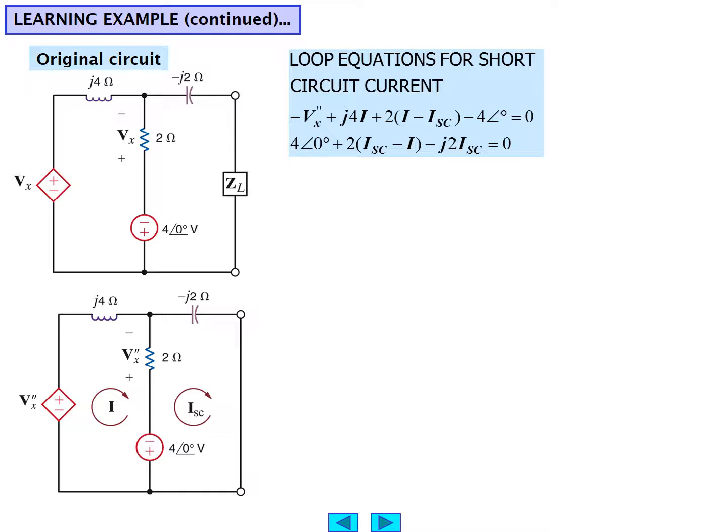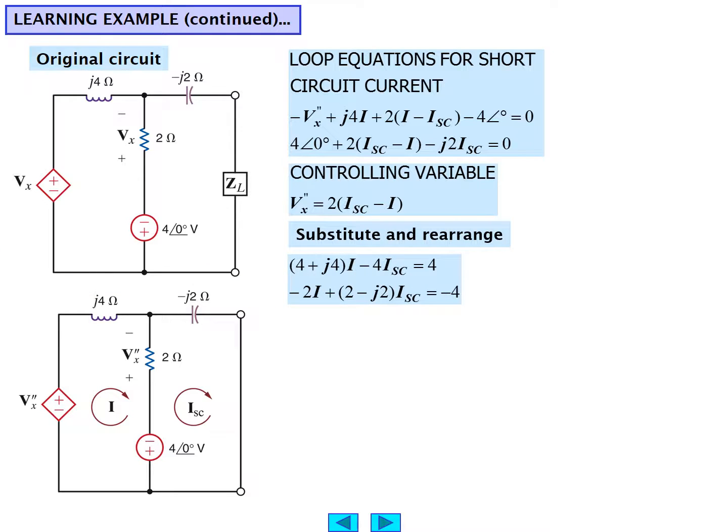Straightening out that equation and solving, we find that there's a controlling variable, namely the voltage that appears across the 2 ohm resistor, Vx, is 2 times the quantity ISC minus I. So we must substitute that. Substitute and then rearrange it algebraically. We're now wanting to find the short circuit current ISC, and as a result, we now have an equation for I in terms of ISC.